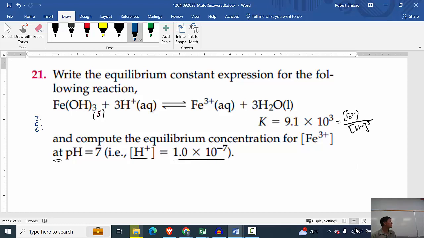What do we do about a solid? Do solids and liquids appear in the ice table? And the answer is no, because the concentration, that is the activity, does not change. And so what we do when we have a pure solid like this is you just draw a line through each entry for that.